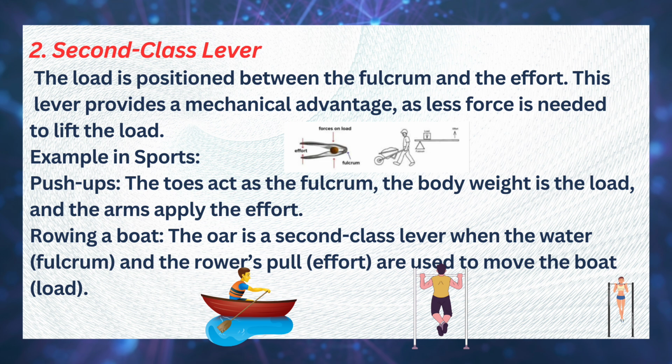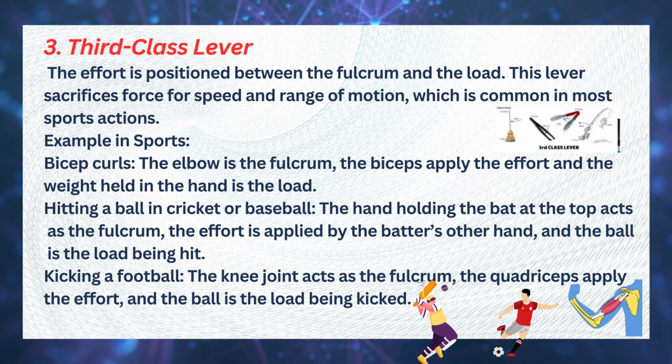3. Third-class lever: the effort is positioned between the fulcrum and the load. This lever sacrifices force for speed and range of motion, which is common in most sports actions. Example in sports, bicep curls: the elbow is the fulcrum, the biceps supply the effort, and the weight held in the hand is the load.